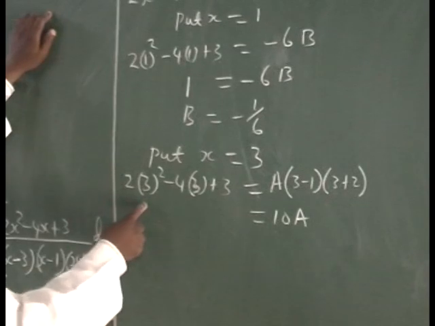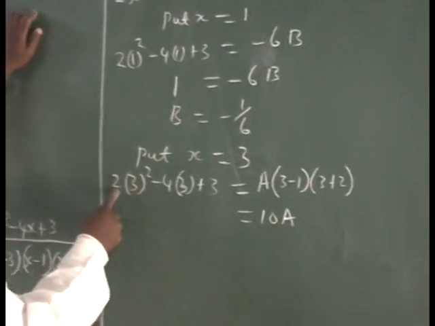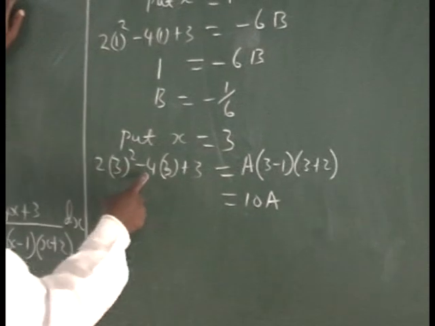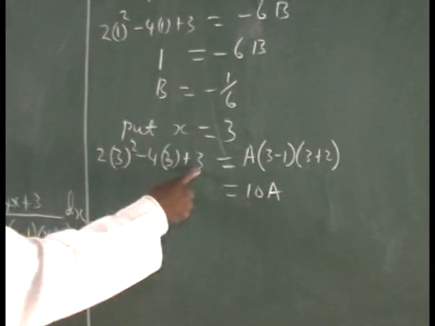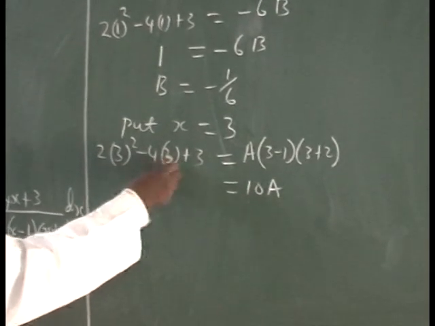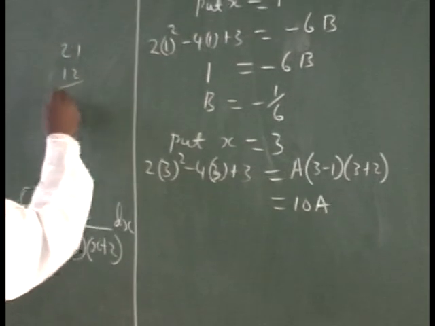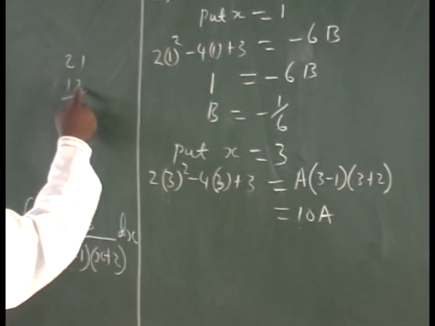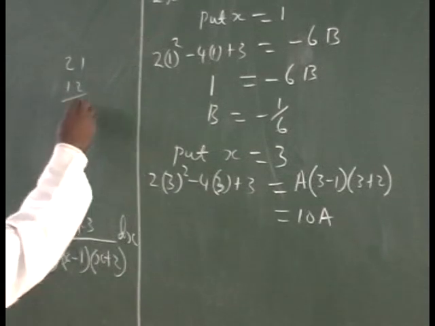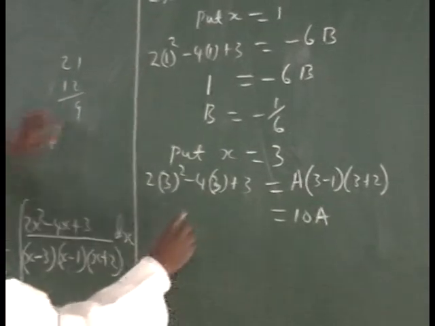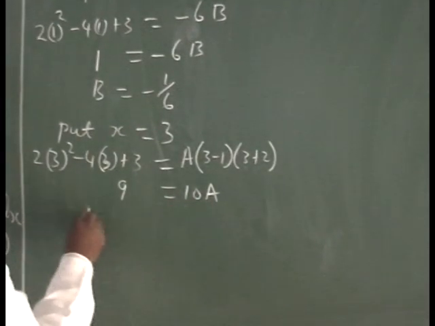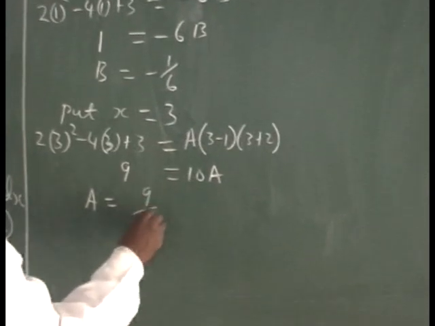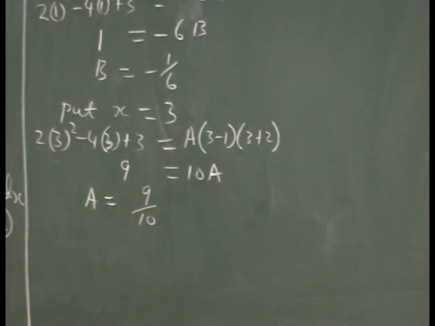Then coming to this side, 3 squared is 9. 9 times 2 is 18. And minus 4 times 3 is minus 12. 18 plus 3 is 21, and 21 minus 12 is 9. So everything on this side is 9. And then we have 9 equal to 10A. So that A is equal to 9 over 10. That is A. Then, after that, I also need C.